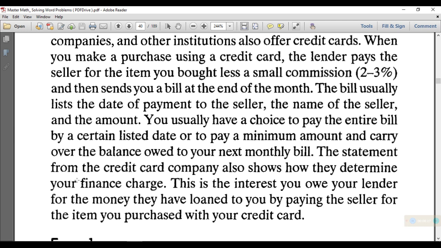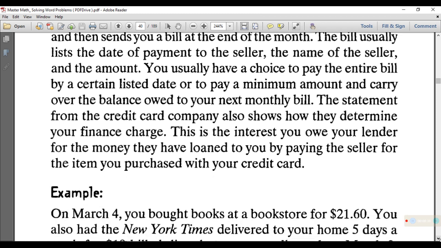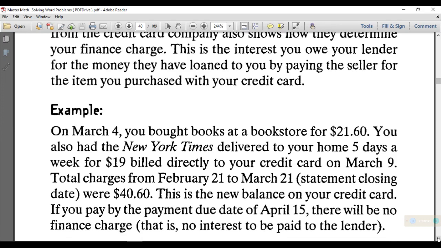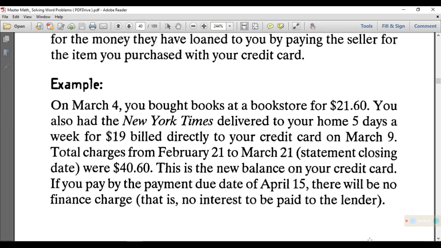So the statement from the credit card company also shows how they determine your finance charge. This is the interest you owe your lender for the money they have loaned you by paying the seller for the item you purchased with your credit card. Hindi ka naman magkakaroon ng finance charge kung buwan-buwan binabayaran mo lahat ng mga nasa bill mo. Ang lalagyan lang niya ng finance charge yung hindi mo nabayaran, yung na-carry over to the next month.